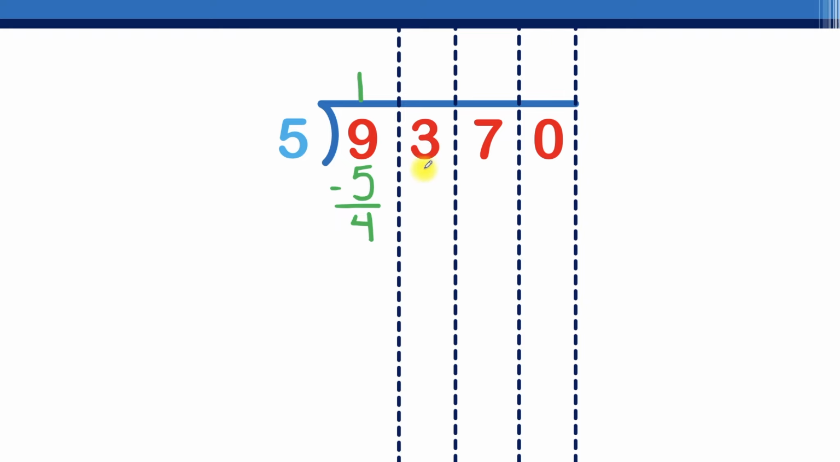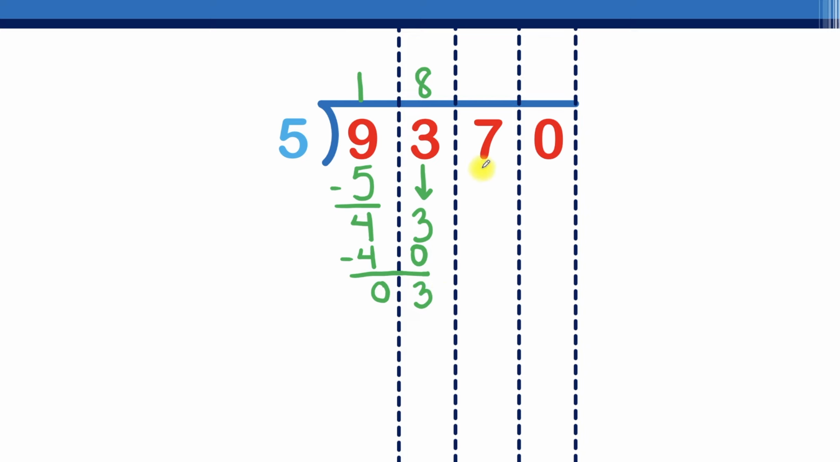Then we'll bring down the number in the next column and repeat the process. How many times can 5 go into 43? Well, that's 8 times. So we'll put 8 here because 8 times 5 is 40. We'll write down 40 here and then subtract. 3 minus 0 is 3. 4 minus 4 is 0. So our answer here is 3.